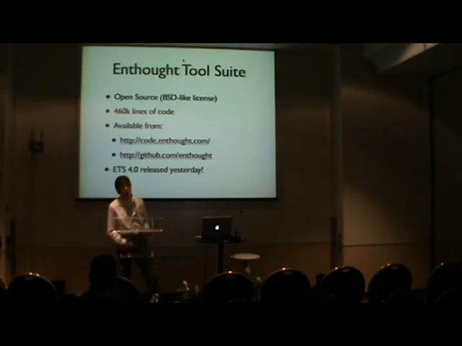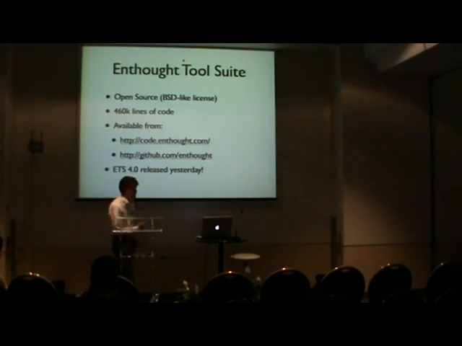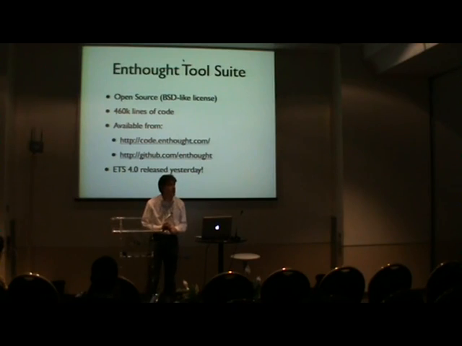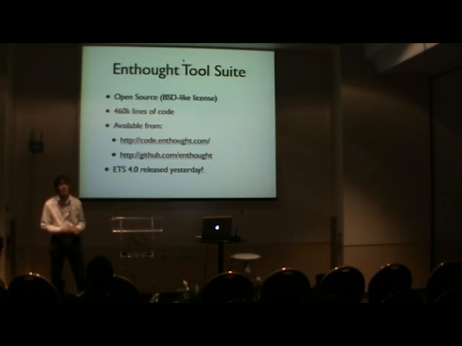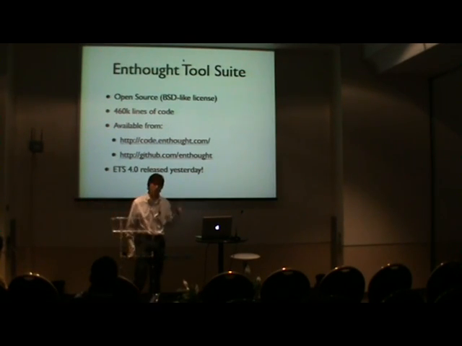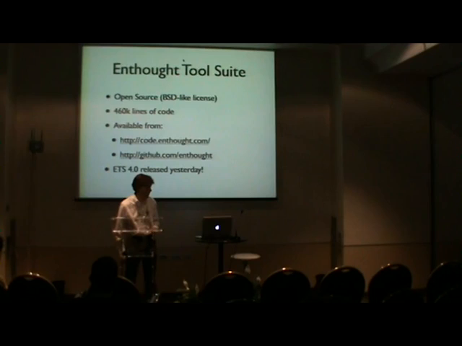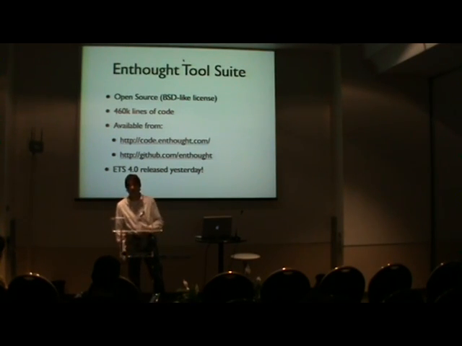So the tool suite itself is open source. You can get it for free, so free as in beer, free as in speech. BSD-like license. It's kind of large, so 500,000 lines of code. So it's not nothing. Okay, it's not huge, but it's not nothing. Here are a couple of addresses you can get it from. If you want to, you can go straight to Enthought's site, and you'll be able to navigate and download it from there. Or you can go straight to GitHub, so github.com/Enthought. Yes, we had the GitHub argument at some point late last year, and it did go on for absolutely ages, but in the end, everything ended up on Git.